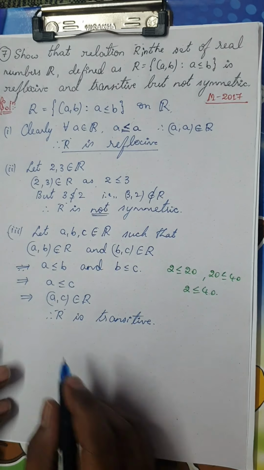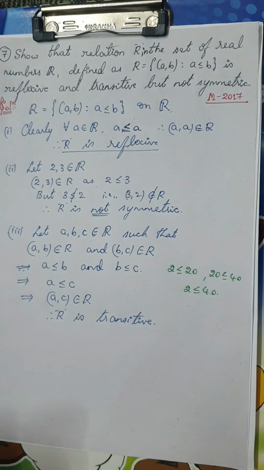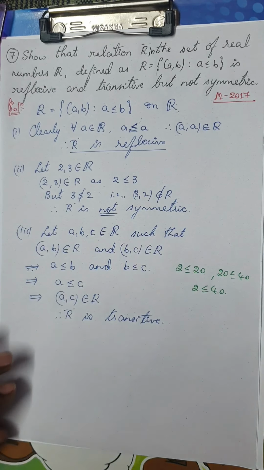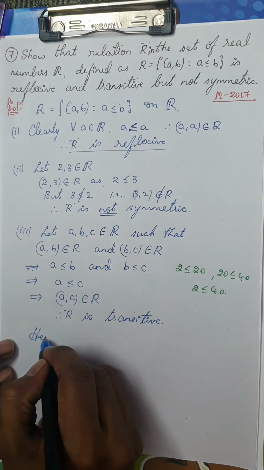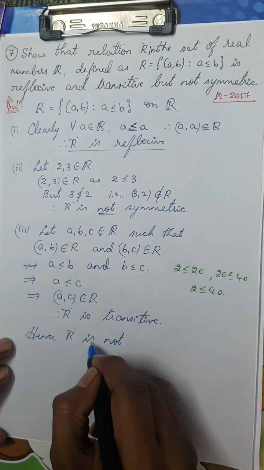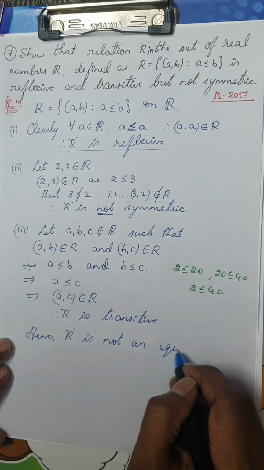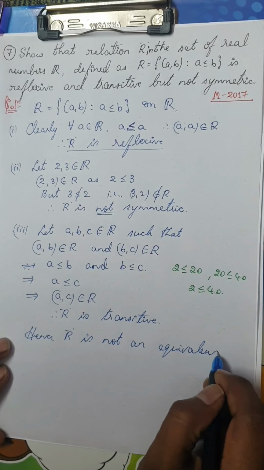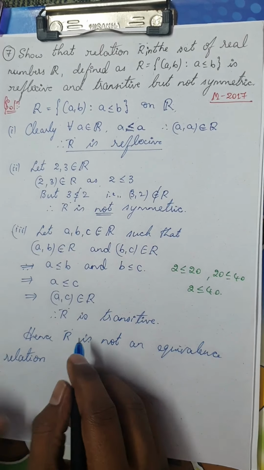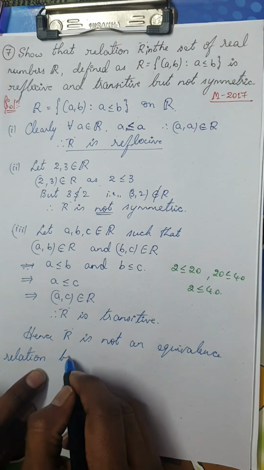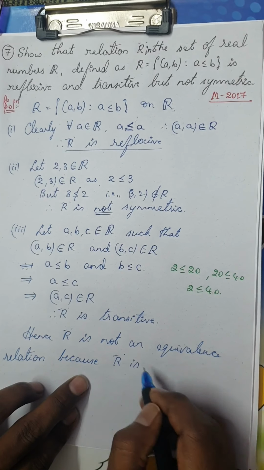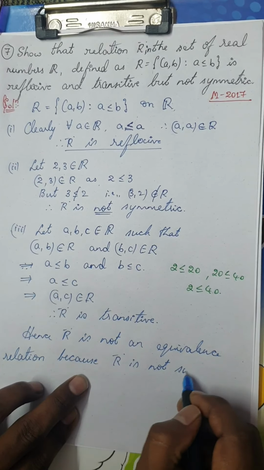Okay, that's enough. We cannot write R is an equivalence relation. Why? Because it is not symmetric. If you want, you can write, hence R is not an equivalence relation. R is not an equivalence relation because, what is the reason? Because R is not symmetric.